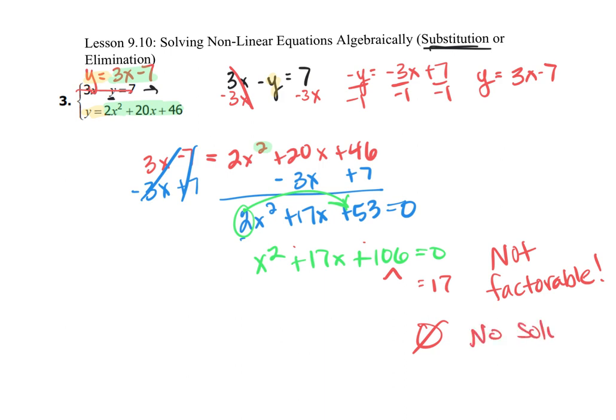All right, and if you did want to double check this problem, you could go to your y equals on your graphing calculator, and you would see that this linear equation, 3x minus 7, and our parabola just never intersect, and that's what it means when we get no solution. They're not intersecting in any way.